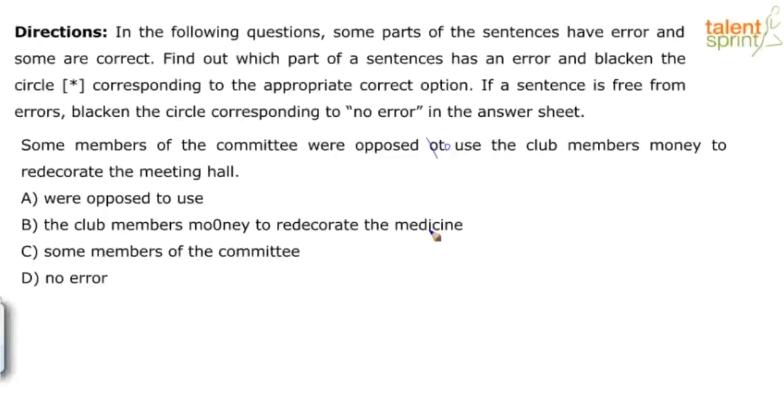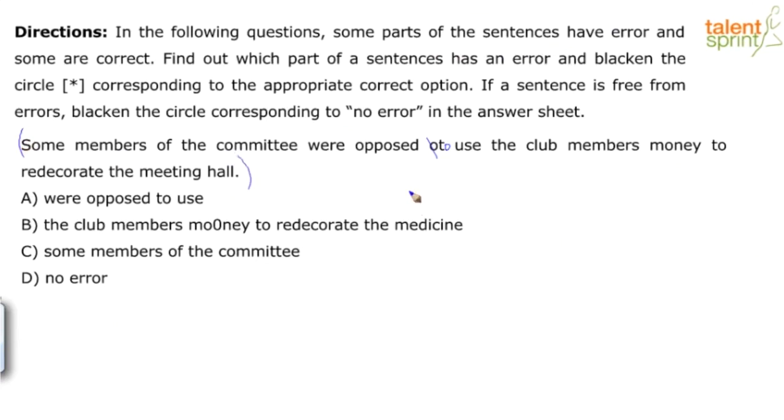Some members of the committee were opposed to use the club members' money to redecorate the meeting hall. So when I'm reading this, again, something seems off. What is it? Now let's understand this. Now when you have sentences where there are more than one or two verbs, right?